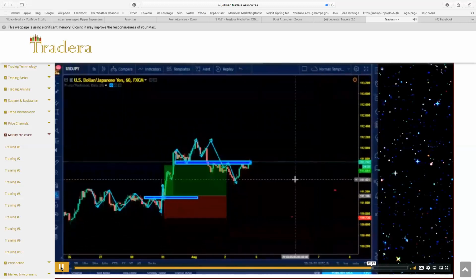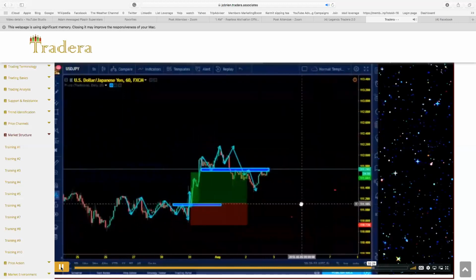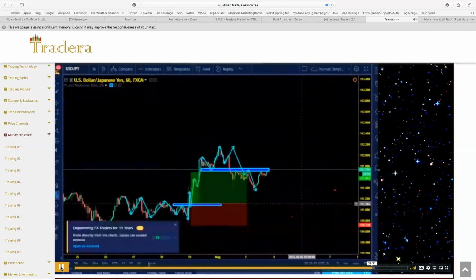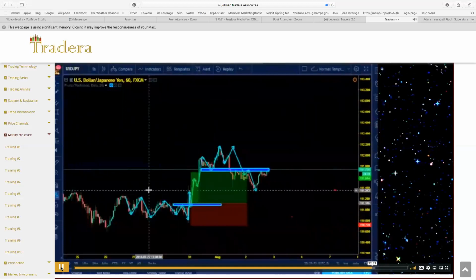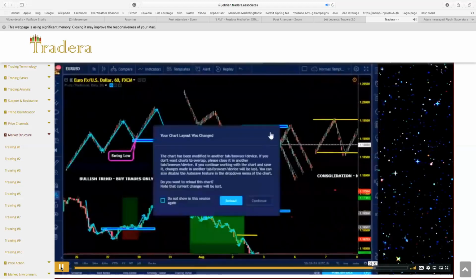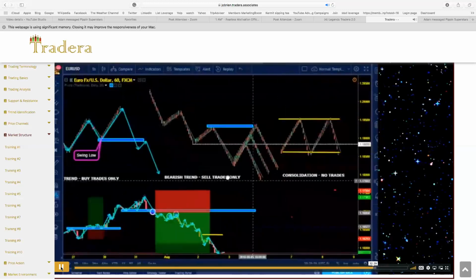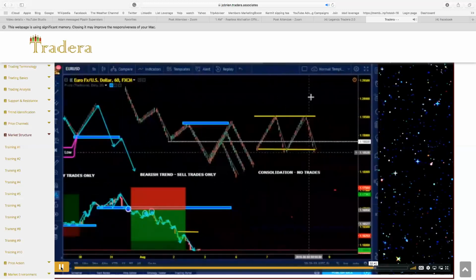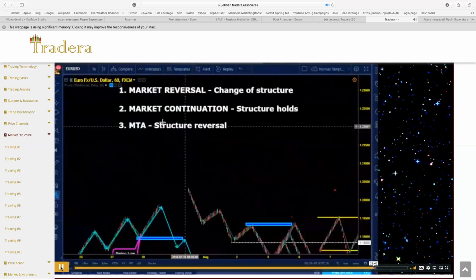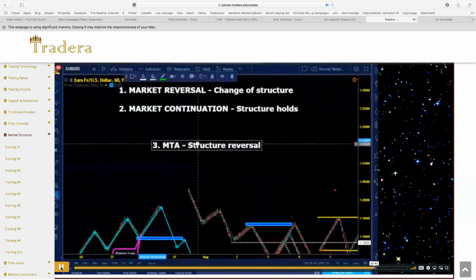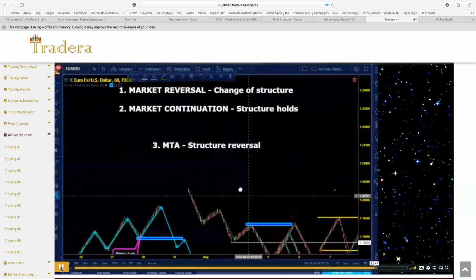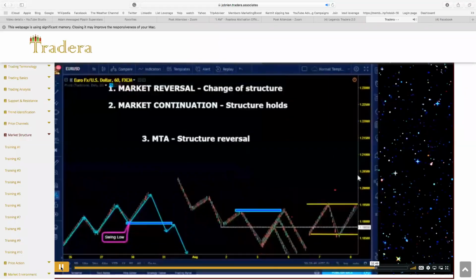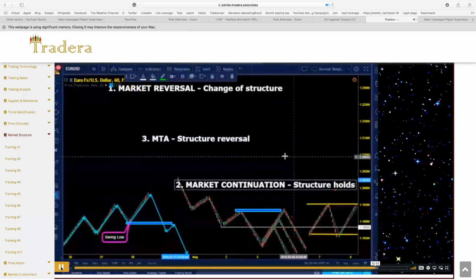Okay, that's reversal trades. Guys, how much time do I have left? It doesn't show me, but I think it shows you guys. 5 minutes. Okay, 5 minutes. So we're not going to finish this video tonight. That's fine. I'm going to do trade type number 3, MTA, structure reversal, in a completely separate video because it's so powerful that it probably deserves its own video anyways. So while we still have time, let's talk about market continuation.